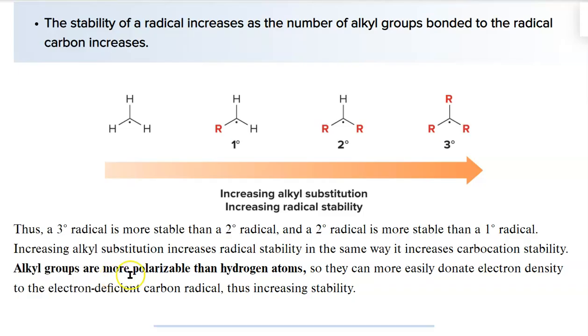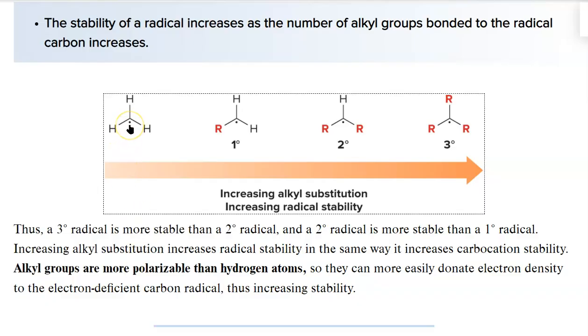Alkyl groups are more polarizable than hydrogen, so they can donate electron density to the electron deficient carbon, and that's what makes it more stable. It's kind of similar to the analogy that I used with carbocations. If you are this carbon and you're a radical, think of that radical as a heavy load to carry. Well, you ain't got no help. It's you and three little scrawny hydrogens, and they can't help you. So you have to carry that heavy carbon radical load all by yourself.